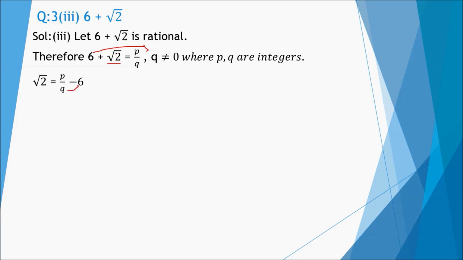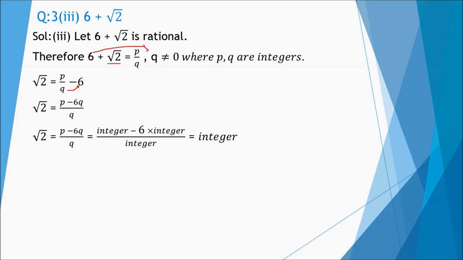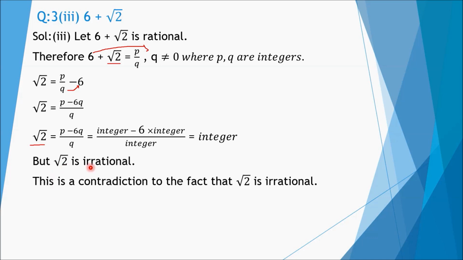We will cross multiply. So it will be equal to p minus 6q divided by q, which is equal to integer minus 6 multiplied by integer divided by integer. So the answer is always an integer. Now this square root of 2 is irrational, but square root 2 is irrational. This is a contradiction to the fact that square root of 2 is irrational. Therefore, this 6 plus square root of 2 is an irrational number.